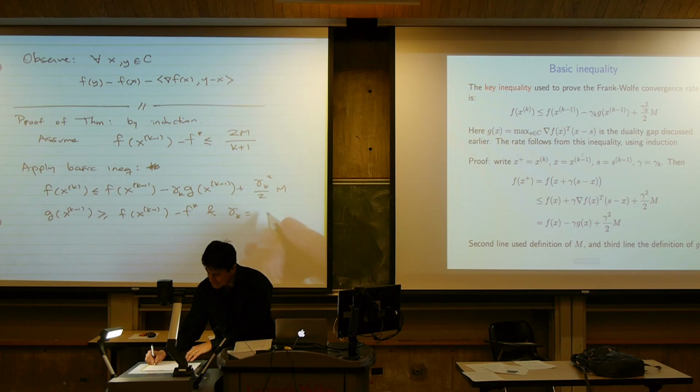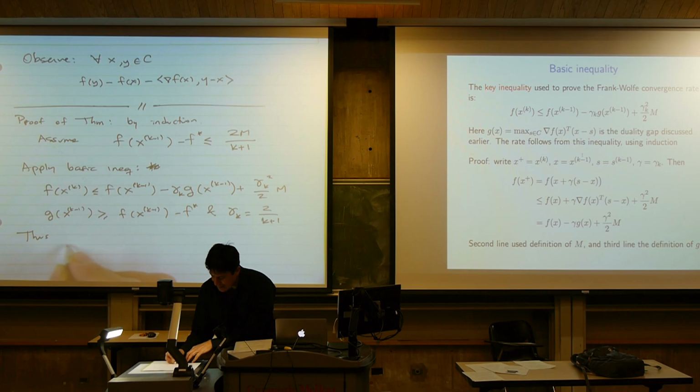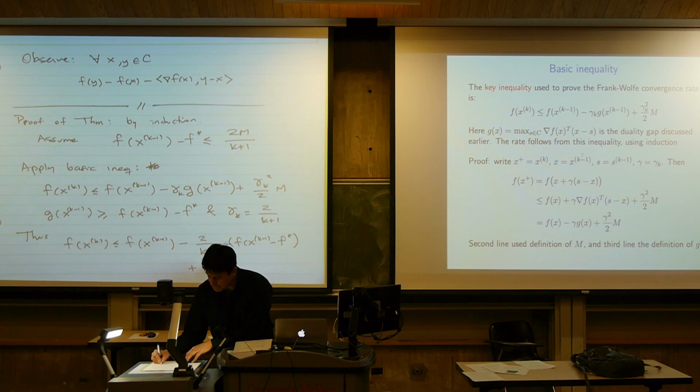So we get that f(x_k) is less than or equal to f(x_{k-1}). And then we have gamma times g, but g is an upper bound on this. So the second term here we can bound by gamma, 2 over k plus 1, times f(x_{k-1}) minus f star. And then we have the third term, which is gamma squared, so that's 4 over (k plus 1) squared, divided by 2, and m. So we have a 2 here and an m. All right?